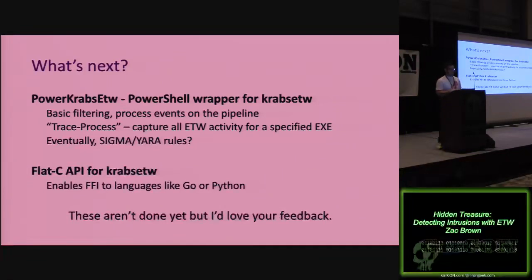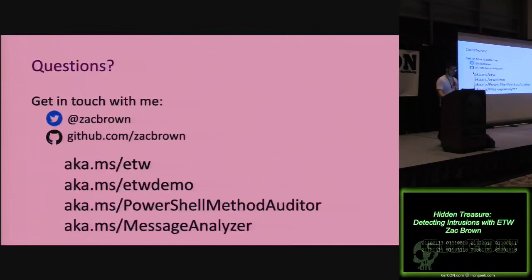And I'd like to also create a trace process where you say, hey, I've got this sketchy executable, here's the path to it, turn on all the interesting tracing, run it, and then when it's done executing, turn off the ETW traces, and here's a file, a CSV, that has all that data, or a bunch of JSON, right? FlatC API, that's kind of my own pet project, but I've had people ask if there's a way to use CRABS ETW with Go or Python, and right now, because it's modern C++, it's really hard to integrate, so I'm trying to get that to a point where people can integrate that themselves. These aren't done yet, but I'd love your feedback if one of these is really something you want to see, because it indicates whether or not I spend more time on it.